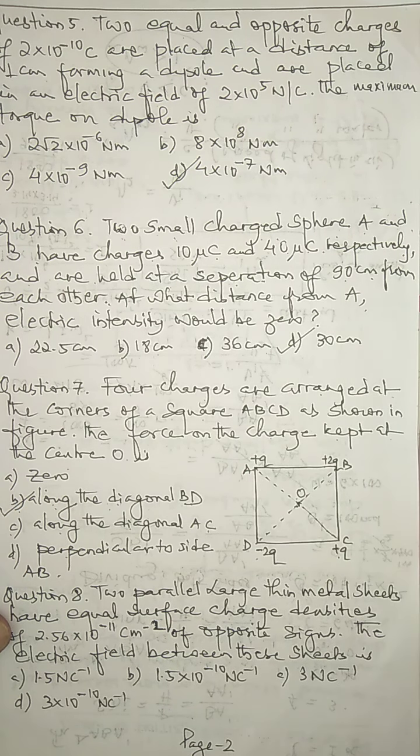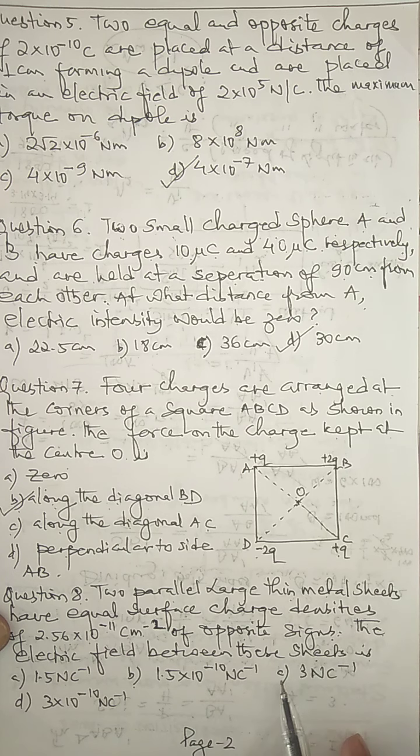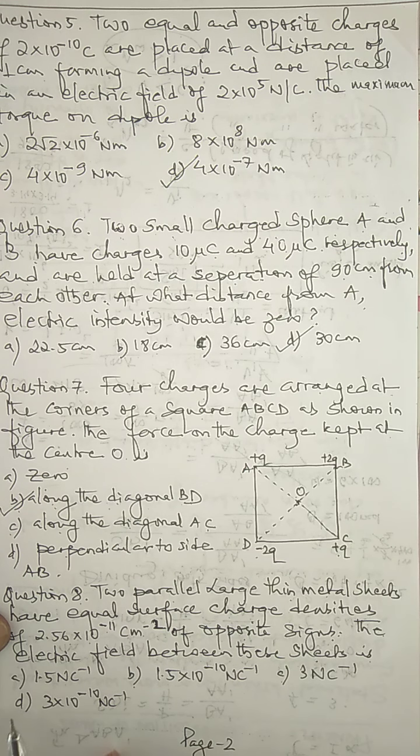A is 1.5 into 10 to the power minus 1.5 Newton per coulomb, B is 1.5 into 10 to the power minus 10 Newton per coulomb, C is 3 Newton per coulomb, and D is 3 into 10 to the power minus 10 Newton per coulomb. So to choose the correct option, let's do the solution of this question.